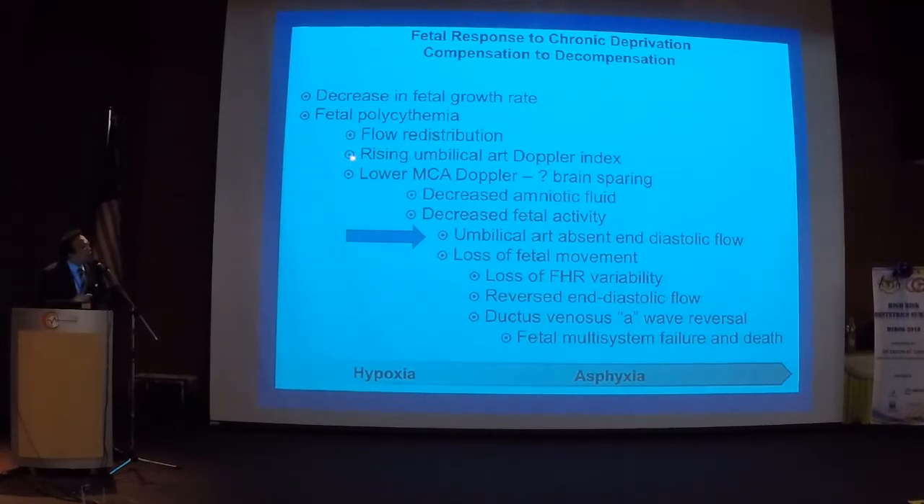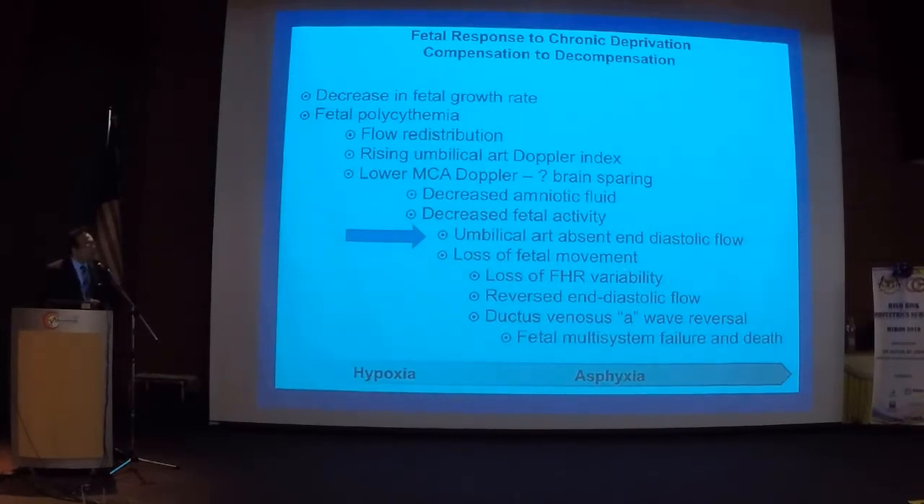The next thing is the umbilical artery Doppler index. At this point you can already see that there are some changes. And you can see that there is already a lower MCA Doppler, giving a brain sparing effect. At this point, the baby is becoming slightly worse. There's decreased amniotic fluid, decreased activity. So we need to recognize this at this point and deliver. If you don't do anything at this point, then they're going to have a problem.